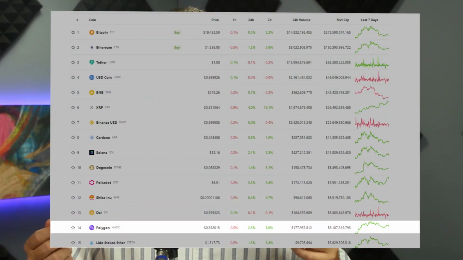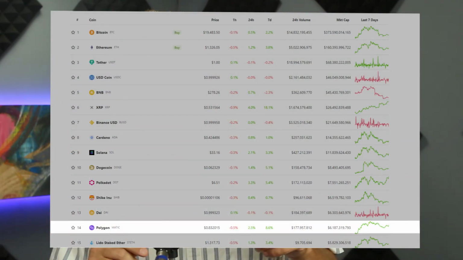It's not a perfect solution, but one of the most successful so far, with Polygon sitting as the number 14 token in the world and being used by companies like Coca-Cola, Starbucks, and Disney.